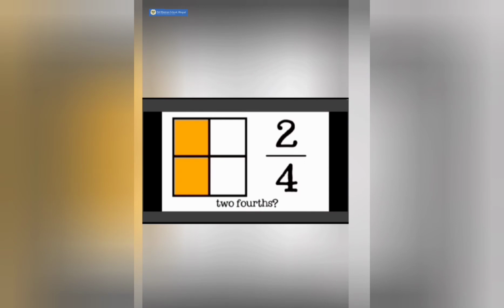Here you can see 2 are colored yellow and the total number of parts are 4. 1, 2, 3 and 4. So 4 are the total number of parts, and out of 4, 2 are colored. So we can call this 2/4 and write it as 2 upon 4 in figures and in words, we can write it as two fourths.